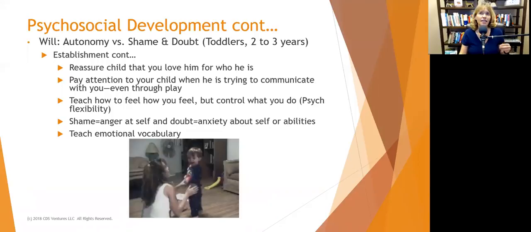Teach children that it's okay to feel how they feel, but they need to control what they do. If they're angry, that's okay. Anger is an okay emotion, but it's not okay to bite somebody. So we're teaching them psychological flexibility. They're becoming aware of how they feel, and then they're learning to identify what is the best step. If I do this, there's going to be a punishment. If I do this, no punishment. So you're helping them practice the pause, so to speak.